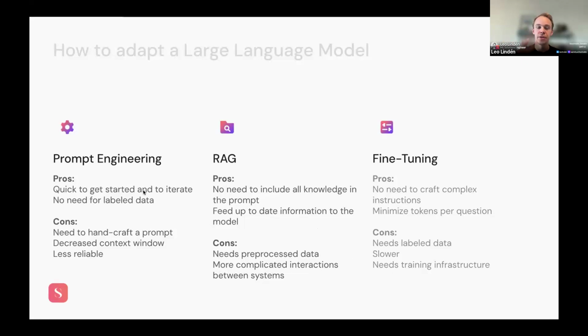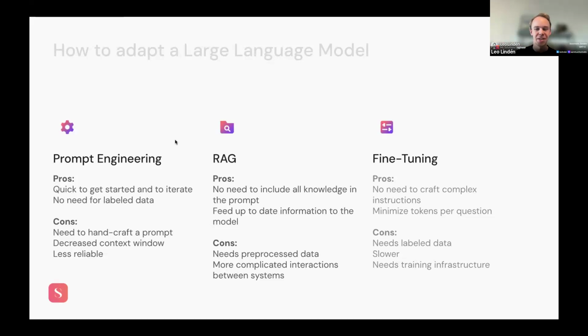With RAG, there's no need to include the knowledge you want the model to use inside a prompt. You can easily feed up-to-date information into the model, but you need a large database of pre-processed data to actually search through, and you have to set up these sometimes complicated interactions or manage additional latency between systems.